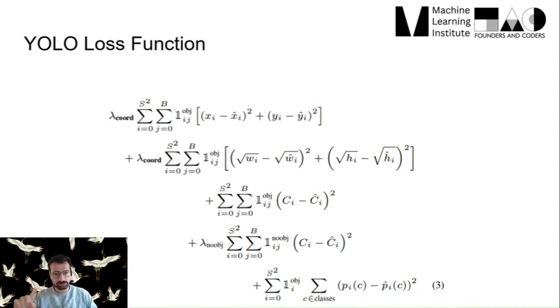The second one, we're still talking about the bounding box, but this time we're talking about the width and height. So again, you want to minimize that. You want the predicted height and the predicted width of the bounding box to be as close as possible to the ground truth. The third and the fourth element, there are two of them for a reason.